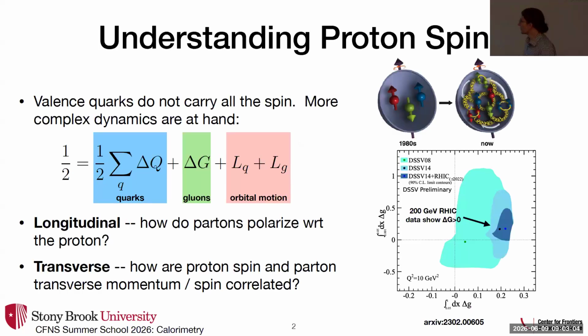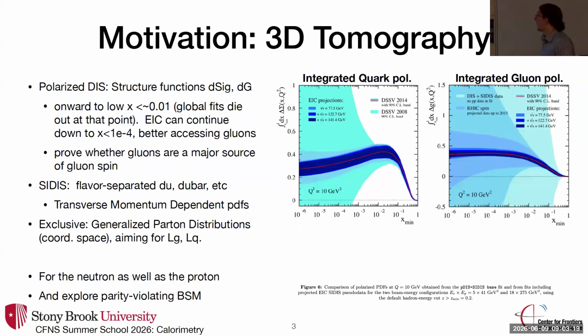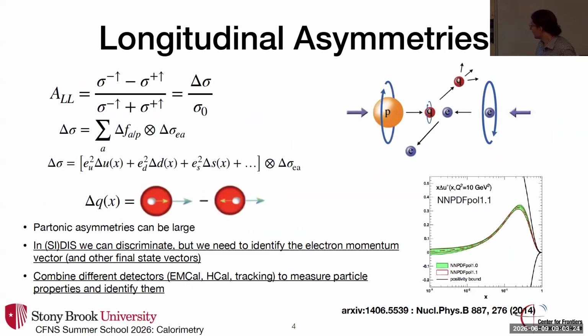Yesterday, I introduced the interest in understanding the origin of the proton spin. How is it carried by its constituents? And I showed you some of the history of that. I talked about the different ways we could measure it. I motivated all the stuff we could do at the EIC. And then I showed you longitudinal asymmetries.